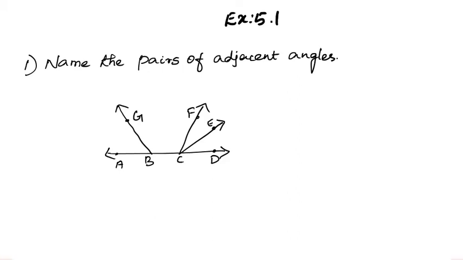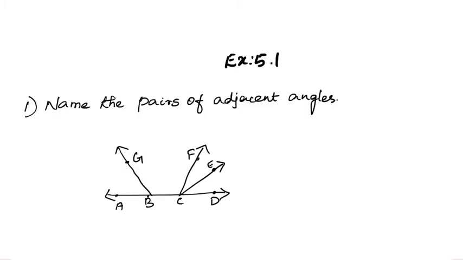Exercise 5.1, first question. Name the pairs of adjacent angles. So to write the pairs of adjacent angles, we will start from one side. So we'll start from A. So if you look here, angle ABG and angle GBC are adjacent.